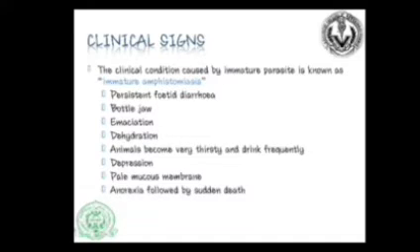Emaciation. The animal becomes very thin and weak. Next is dehydration. There is heavy loss of body fluid or inadequate intake of fluid required by the body. Animals become very thirsty and drink frequently. Depression, pale mucous membrane, anorexia, followed by sudden death.